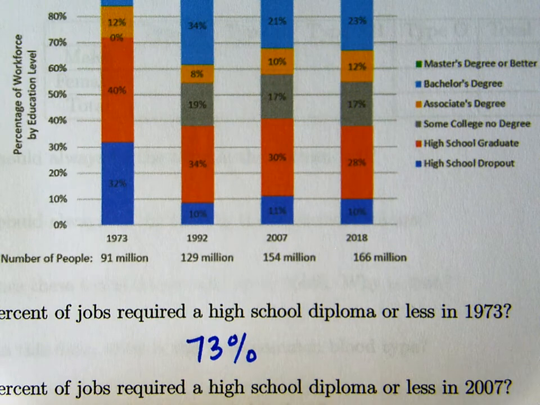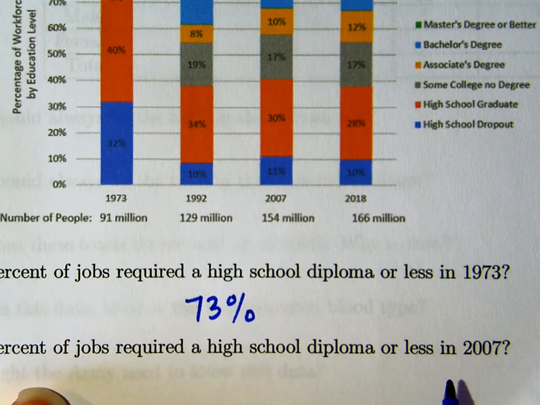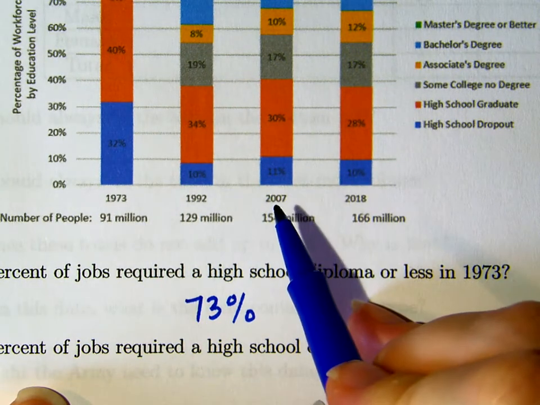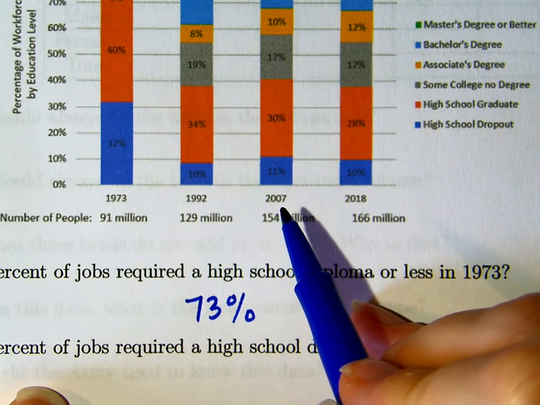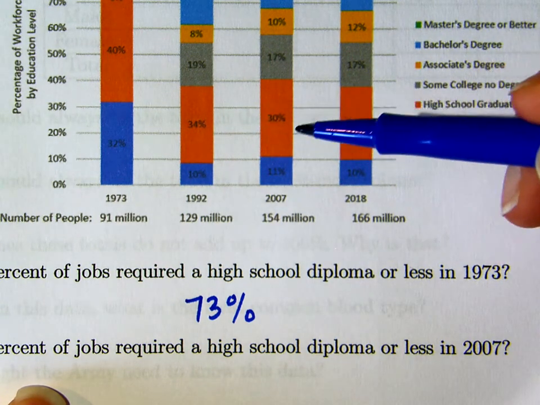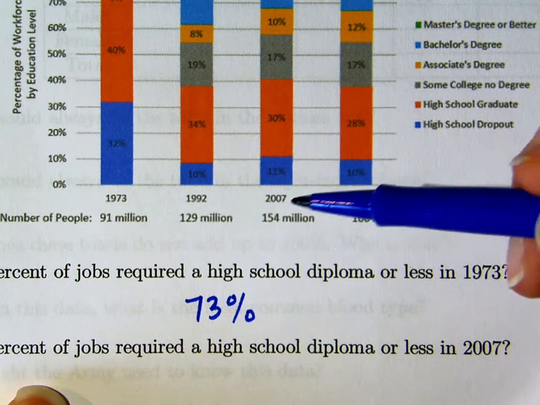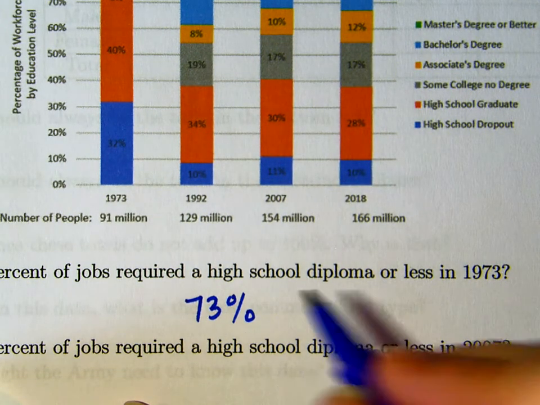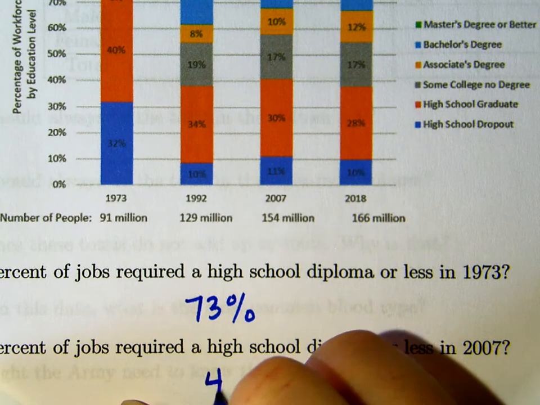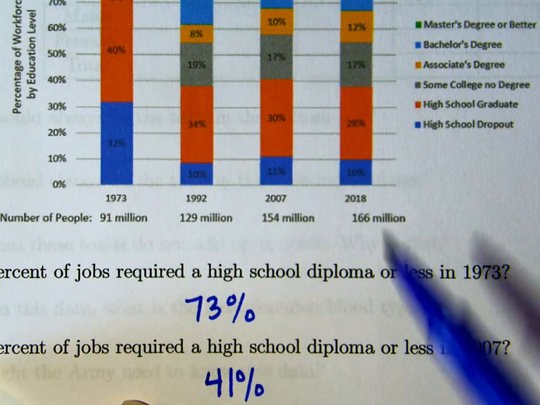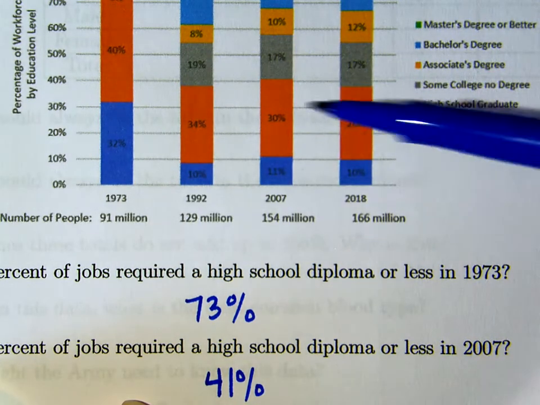And then what about in 2007? Well, if we look at, so this was 1973, and then 34 years later, we look at 2007, and we notice that's 30% in addition to 11%. So 41% of jobs required a high school diploma or less in 2007. That's a huge change in the market.